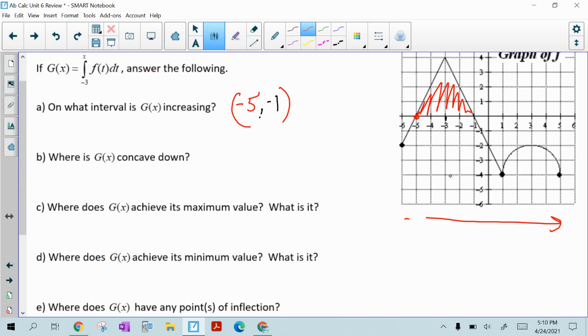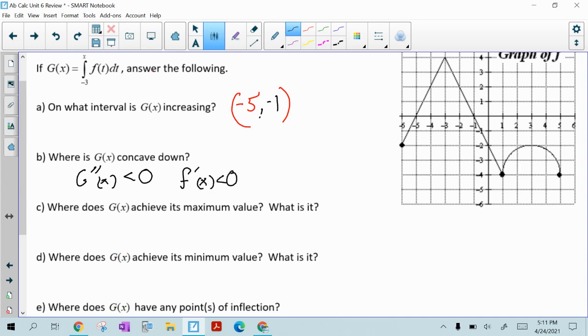All right, next, let's take a shot at when is g of x concave down. Now remember, when they're asking about g of x, that means I'm looking at g double prime of x. When is that going to be less than 0? So when is g double prime going to be less than 0? I'm going to look at my graph and say, well, that's when f prime of x is less than 0. In other words, when are my slopes negative?